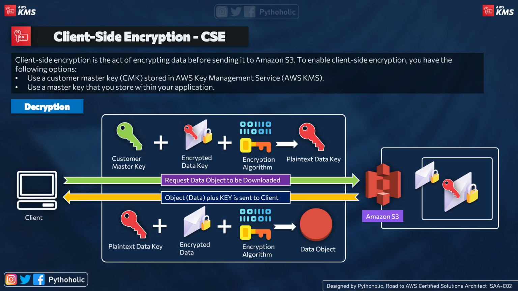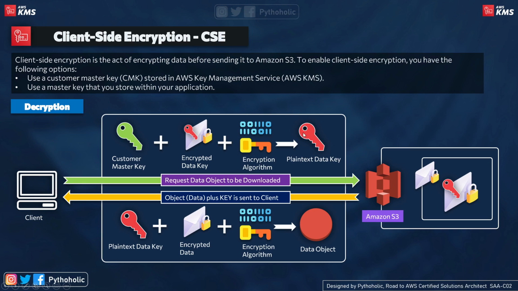Now that we have looked at the encryption, let's see how the decryption works. Just like in encryption, we sent the encrypted data key and the encrypted object to S3. When we make the request for the object from S3, here is where we actually request the data object to be downloaded. If we make a request, what do we get from there? Yes, we will get the encrypted data key. Here you must ask yourself, what do we do with the encrypted data key?